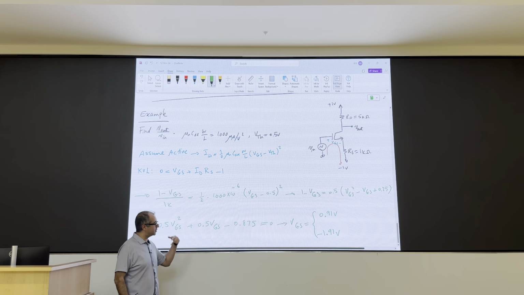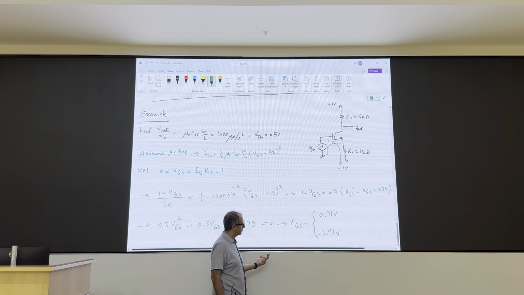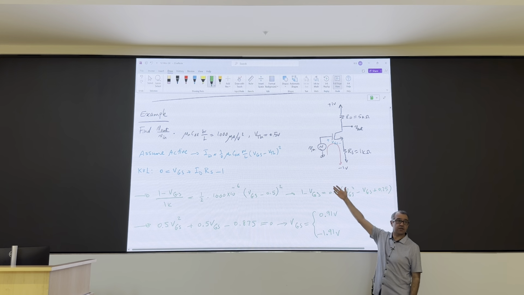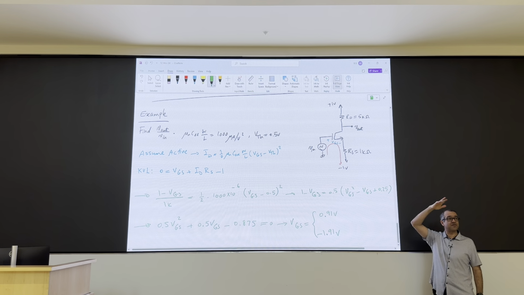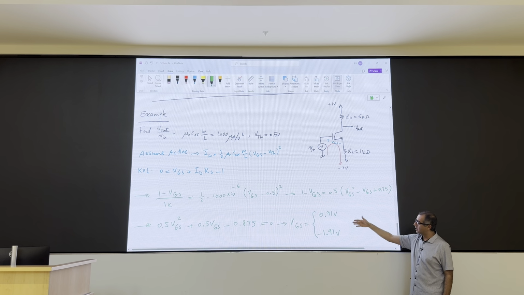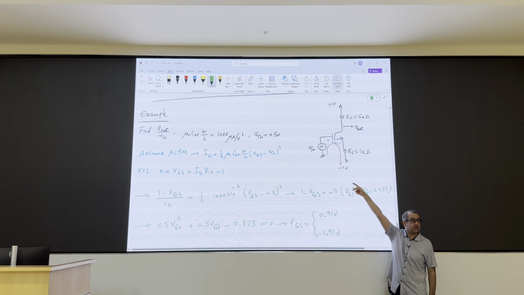Well, that's the equation, you get two answers. Which one do I take? The one that satisfies the active region constraint, the one that puts it in active region, because that was my assumption. Active region is VGS larger than the threshold. The threshold voltage is half a volt. So the positive one is the one that I pick. It is supporting my assumption.